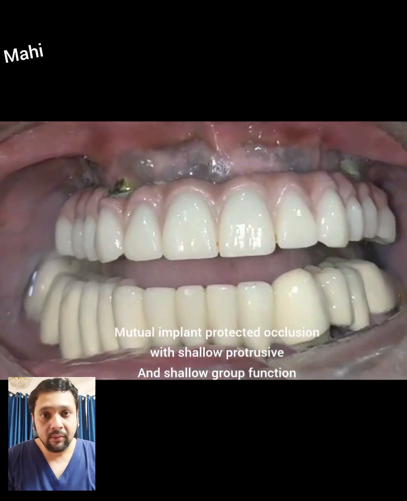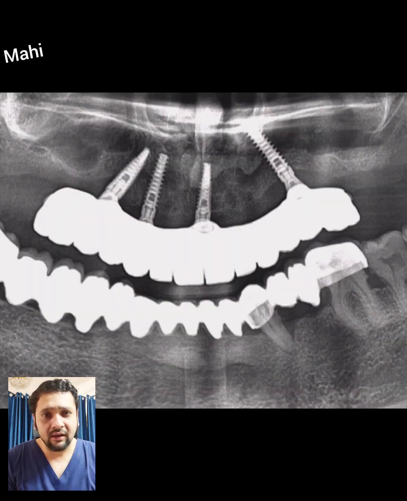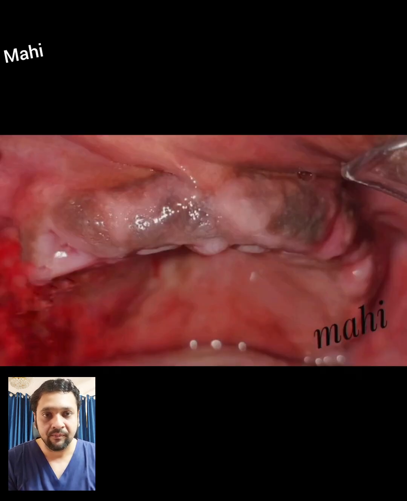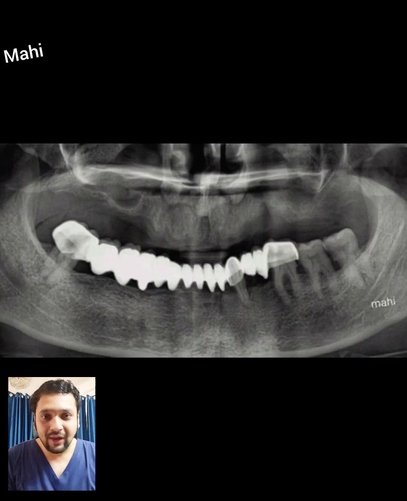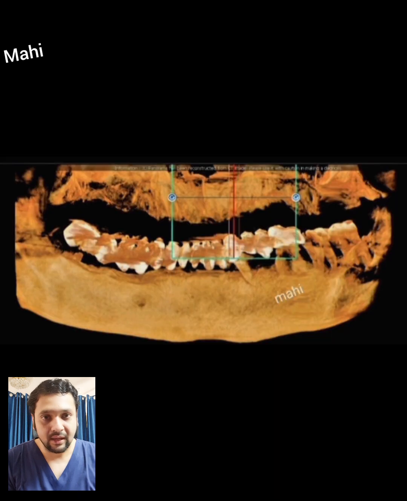Fine, the PMMA trial is done. I had a very small bite issue here, so I took one more record with a jet bite, which is a bite registration material, and I sent this across to the lab. Now the lab has corrected the bite. They sent me all the pictures of the corrected bite, and I said, yeah, please go ahead and give me a bisque trial. The bisque trial is ready.